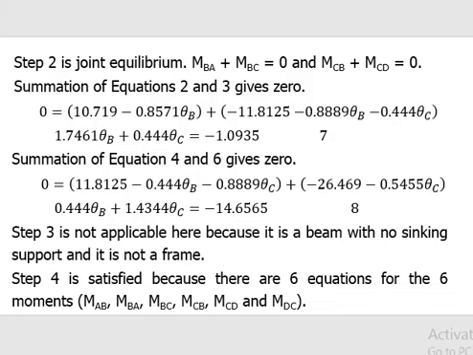So the first step has been concluded. I have to go to the second step. Second step is joint equilibrium. MBA plus MBC must be 0 and MCB plus MCD must be 0. Summation of equations 2 and 3 gives 0. That is bringing equation 2 and bringing equation 3. If I add them together using that joint equilibrium condition, I will have what I have here as equation 7.